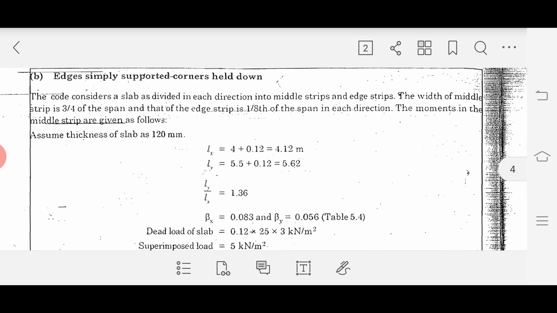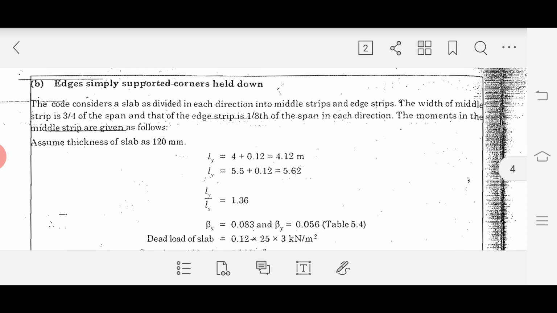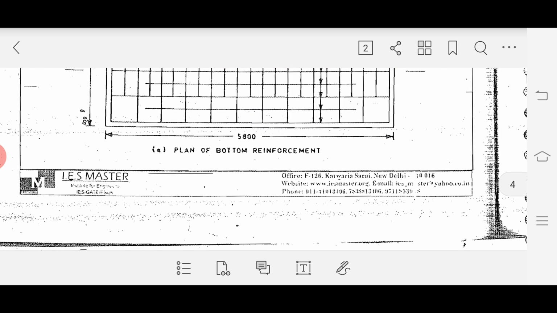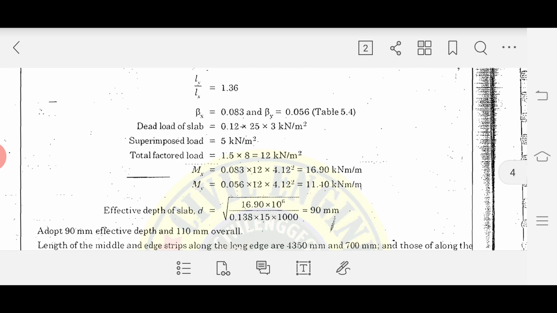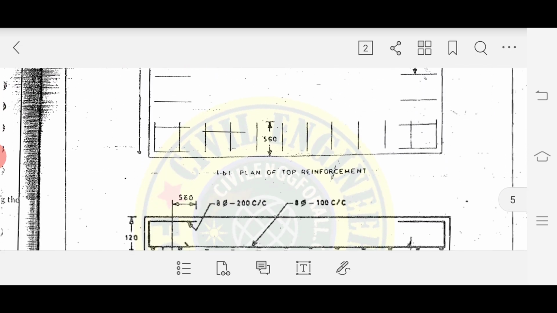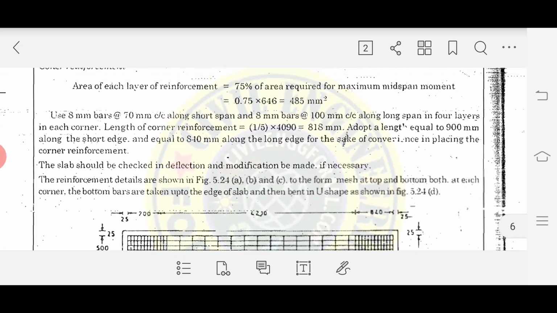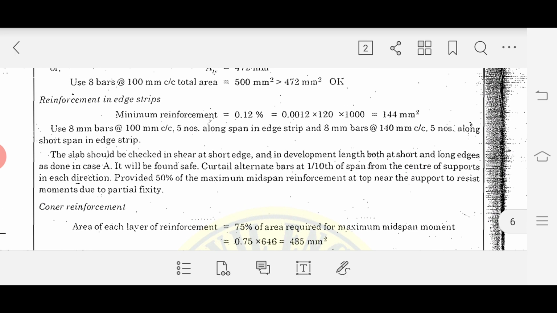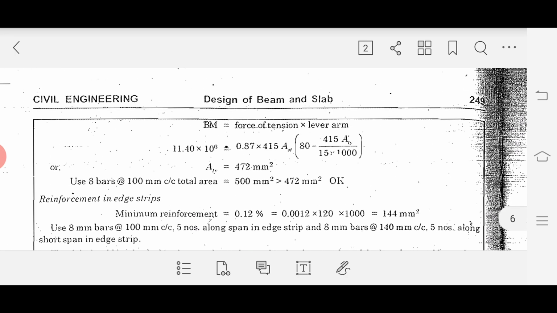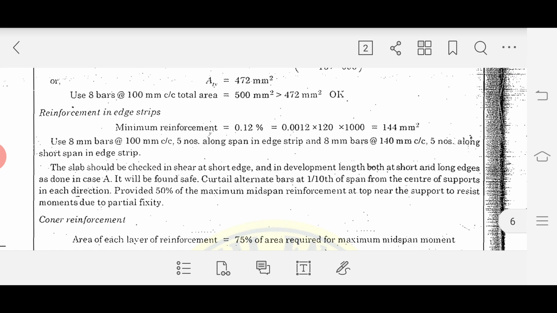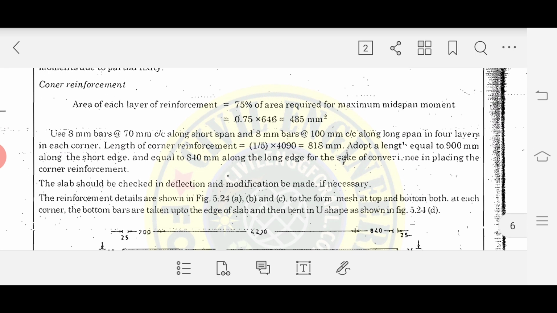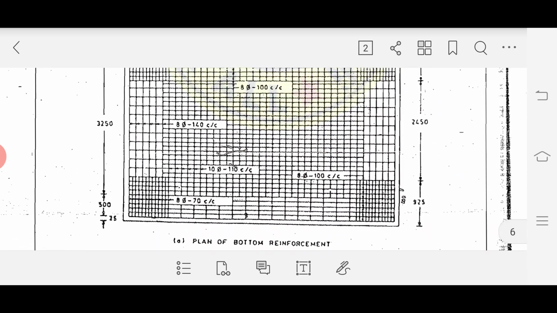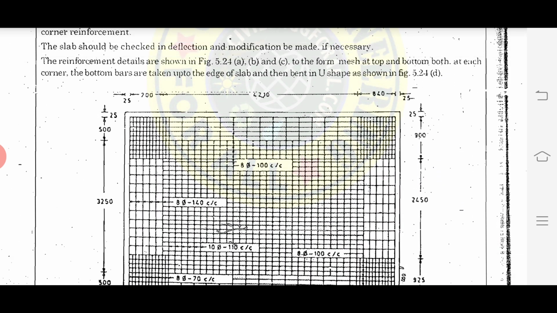What will be the difference in this corners not held down case? It is nothing but you have to design a torsion reinforcement, that's it. Procedure will be the same, taking coefficients will be the same, they will have an extra torsional reinforcement here. You can see they have provided a mid-strip reinforcement, and in edges they have provided minimum reinforcement. If you have any doubt, you can ask me. Corner reinforcement is nothing but torsion reinforcement, you can see how they have provided. So this will be your final answer.